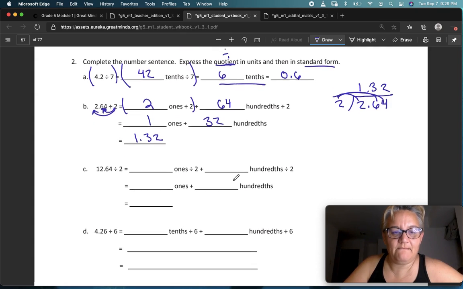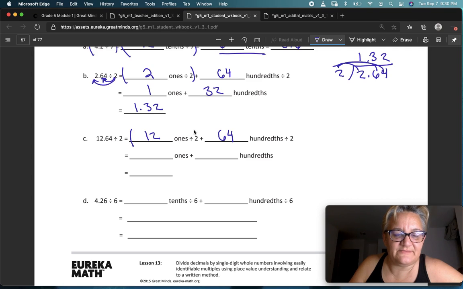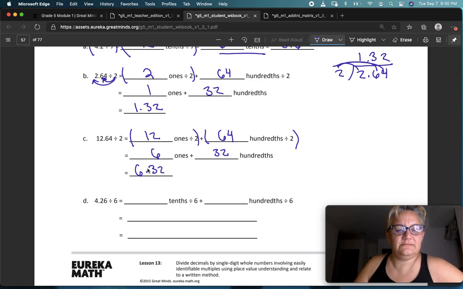Next one, 12 and 64 hundredths. So we've got 12 ones divided by 2, and 64 hundredths divided by 2. They're expanding this form for us. 12 ones divided by 2 is 6 ones. And 64 hundredths divided by 2 would be 32 hundredths, which is the same as up here. And now we have 6 ones and 32 hundredths.